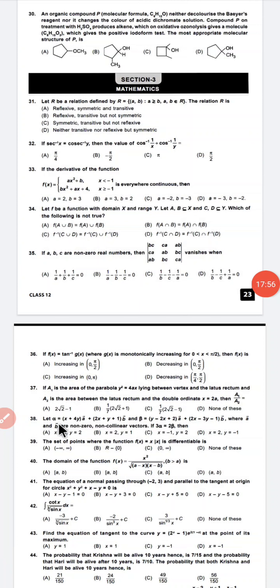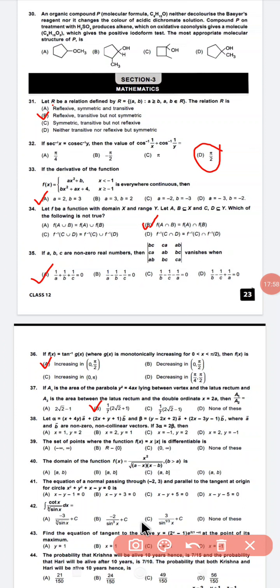After that we have the next one, question 38. In case of question 38, if alpha equals x plus ay plus 2x plus y, then the correct answer option is D, where x equals 2 and y equals minus 1. After that, question 39. The set of points where the function f(x) equals |x| is differentiable, the answer option is A.